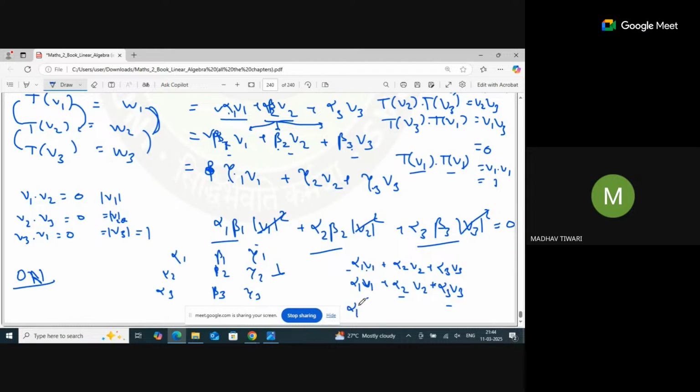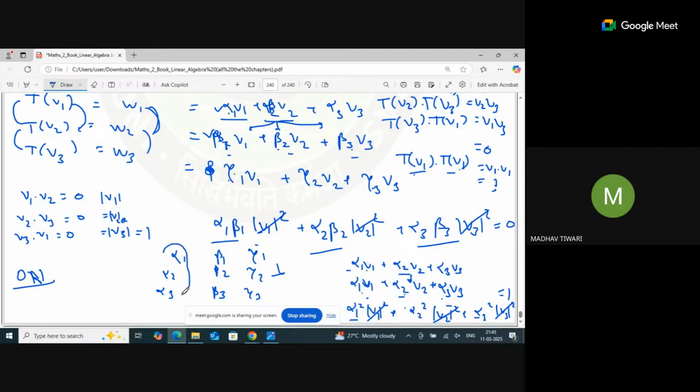So I will get alpha 1 square V1's length square, plus same here. If I multiply this with this, and this, only this one will work, the others will become 0. It will be alpha 2 square and V2 square, then alpha 3 square and V3 square. So it will be 1, it will be 1, it will be 1. And I know that their dot product will be equal to 1. So from here I got alpha 1 square, alpha 2 square, alpha 3 square equal to 1.